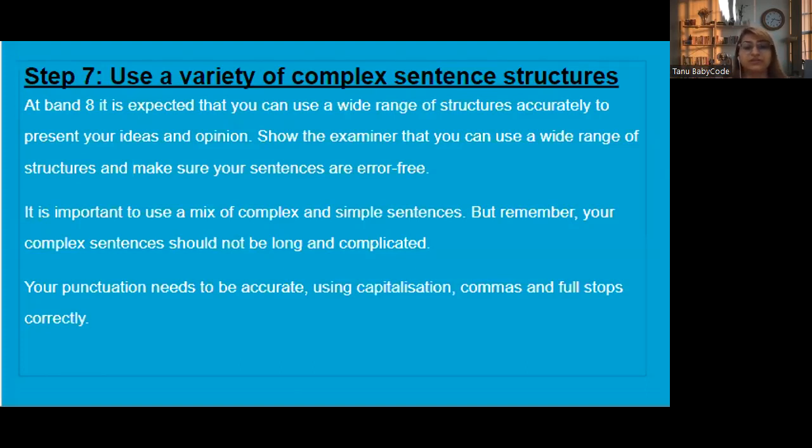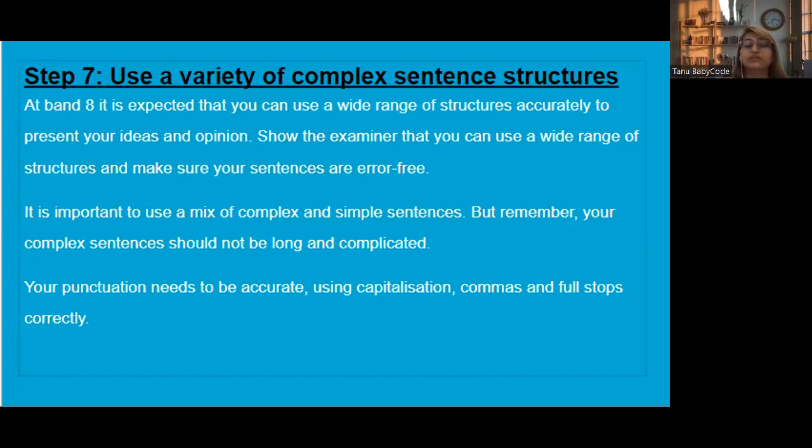Step 7. Now use a variety of complex sentence structures. It comes under grammatical range and accuracy. At band 8, it is expected that you use a wide range of sentence structures accurately so that you can present your ideas and opinions. Please show the examiner that you can use a wide range of structures and make sure your sentences are error free. You're not going to make any error there.